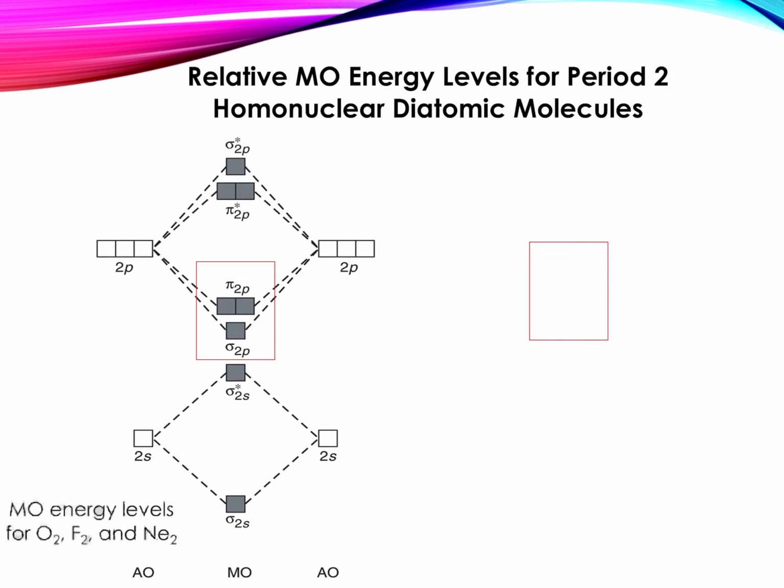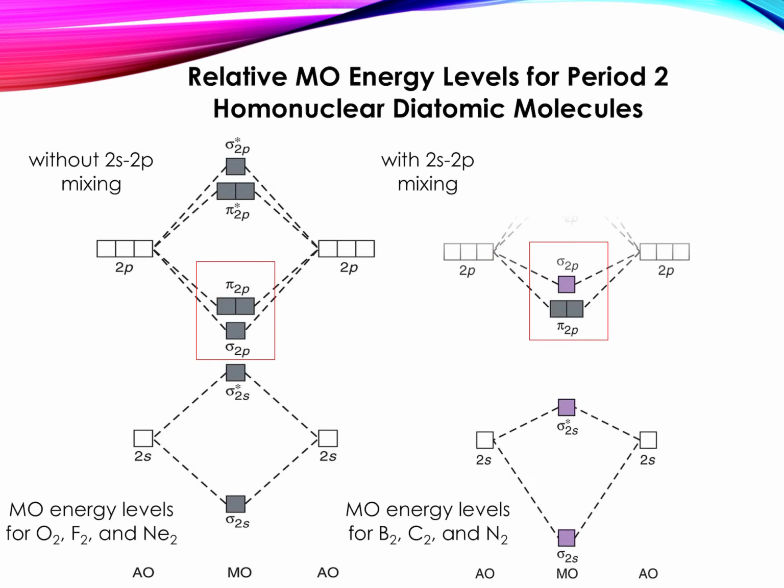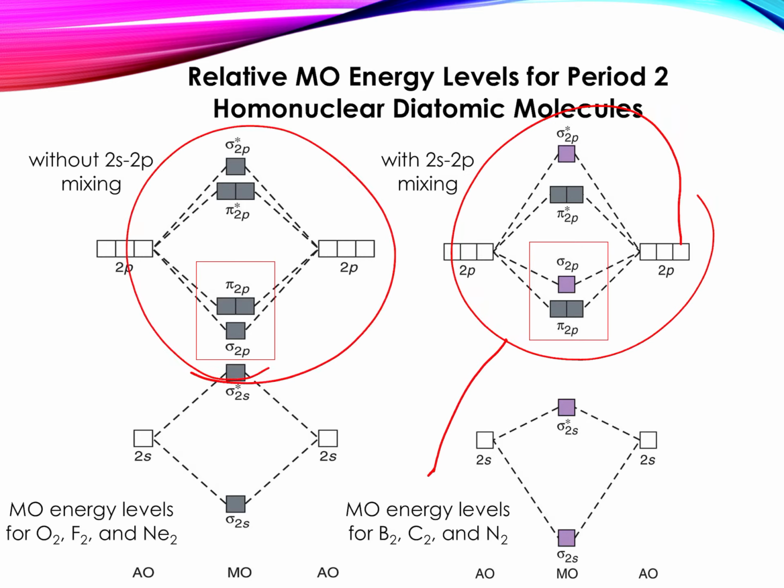The other way that they can happen is for boron, carbon, and nitrogen. We do have 2s, 2p mixing. And so all that means for the level of this class is that these on the bottom get flipped. The sigma 2p is now higher in energy than the pi 2p. I don't need you to know why this happens. I just want you to know that it does, and know the order. So this order happens for these elements, and this order happens for these elements.